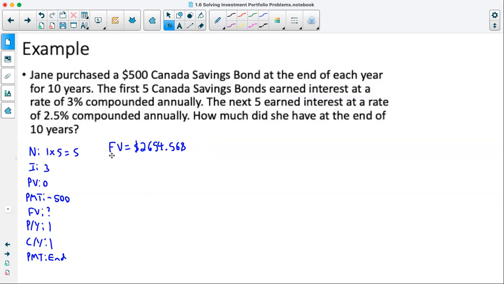So what we can do at this point is just throw this into our compound interest formula from earlier in the chapter. So we've got A is equal to P times 1 plus I over N to the power of NT.